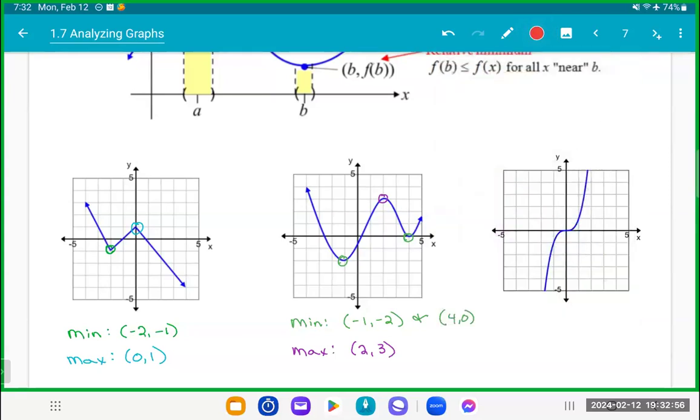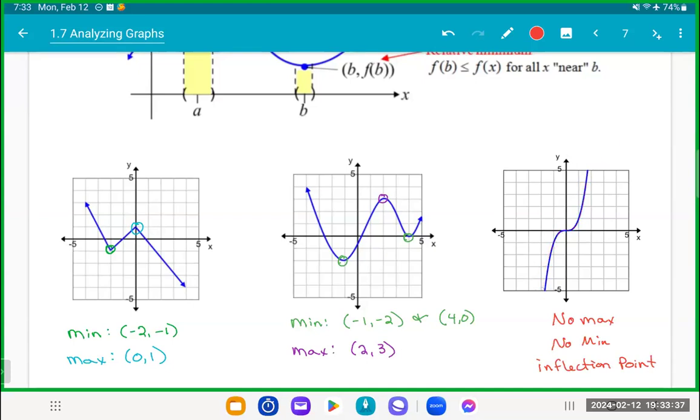For this last graph over here, this is an inflection point. You don't have a concave up or concave down. This one has no max and no minimum, and as I said, it has an inflection point instead. That inflection point just means that the graph is increasing and it smoothly transitions across there and it never actually decreases.